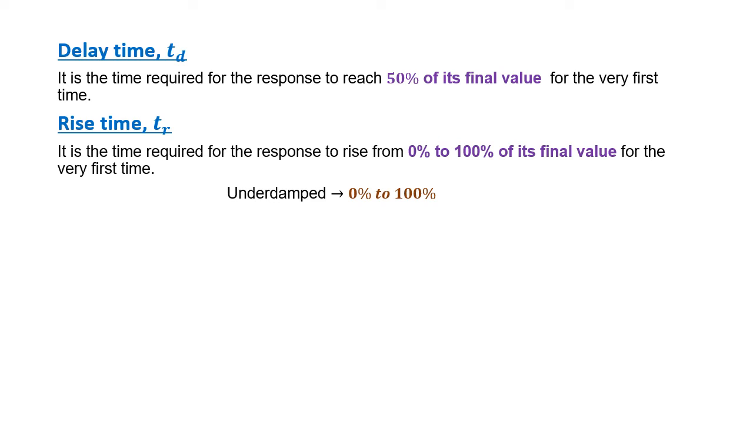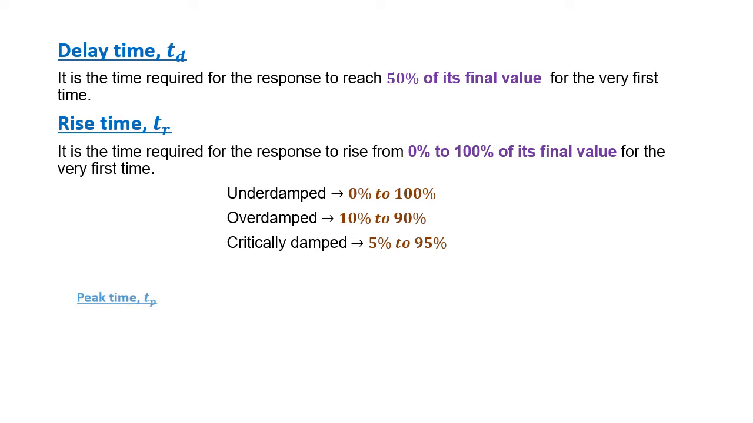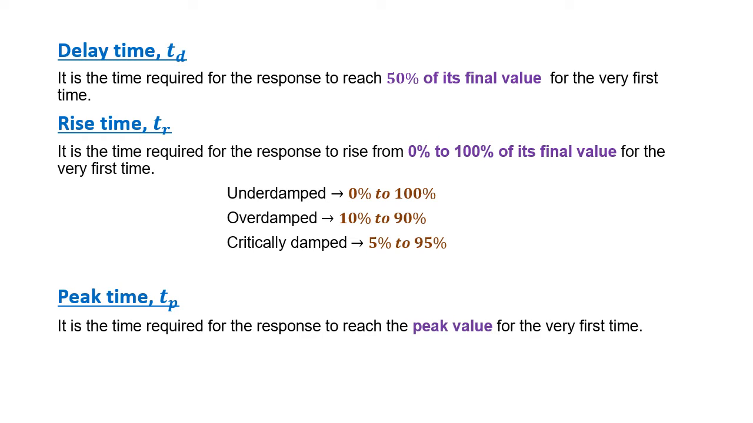If the system is an underdamped system, the percentage is from 0 to 100%. If the system is an overdamped system, the percentage is 10% to 90%. If the system is a critically damped system, the rise from 5% to 95% is considered as rise time. Third one is peak time, symbol for that is Tp. It is the time required for the response to reach the peak value for the very first time.